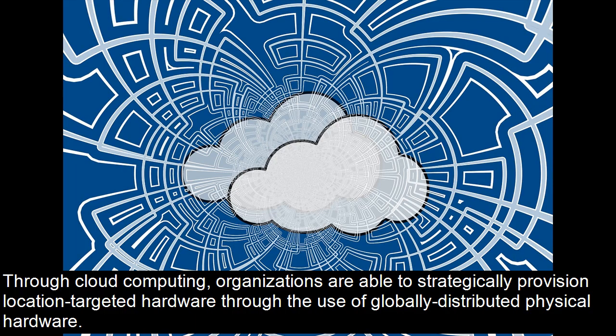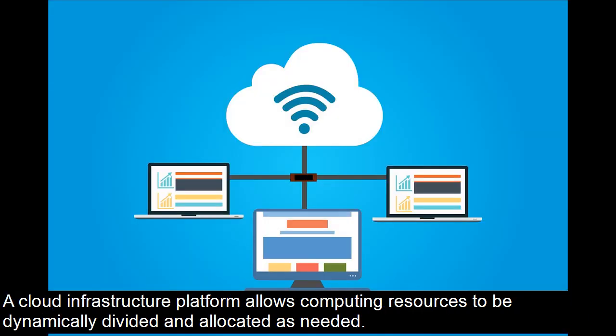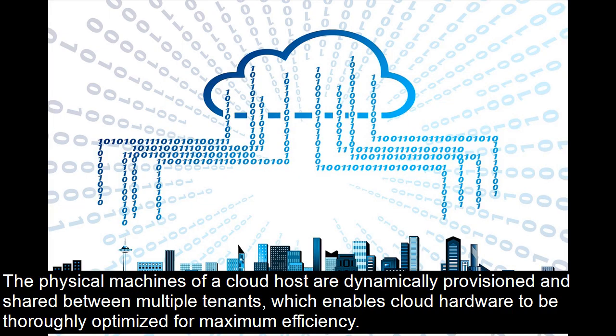Through cloud computing, organizations are able to strategically provision location-targeted hardware through the use of globally distributed physical hardware. A cloud infrastructure platform allows computing resources to be dynamically divided and allocated as needed. The physical machines of a cloud host are dynamically provisioned and shared between multiple tenants, which enables cloud hardware to be thoroughly optimized for maximum efficiency.